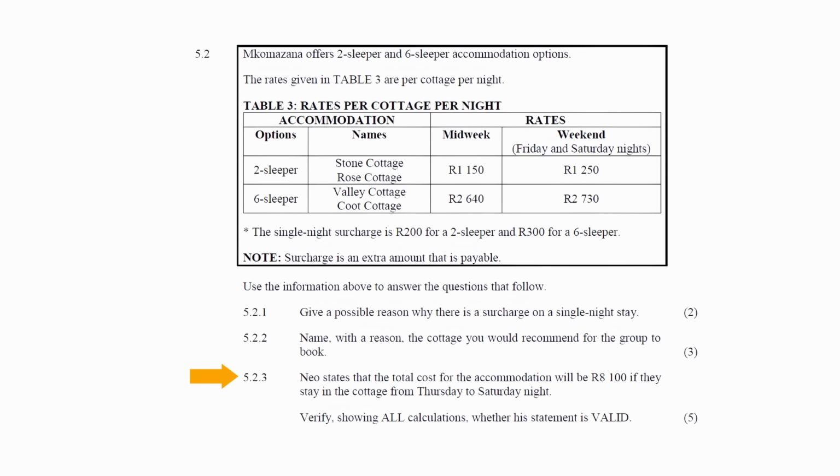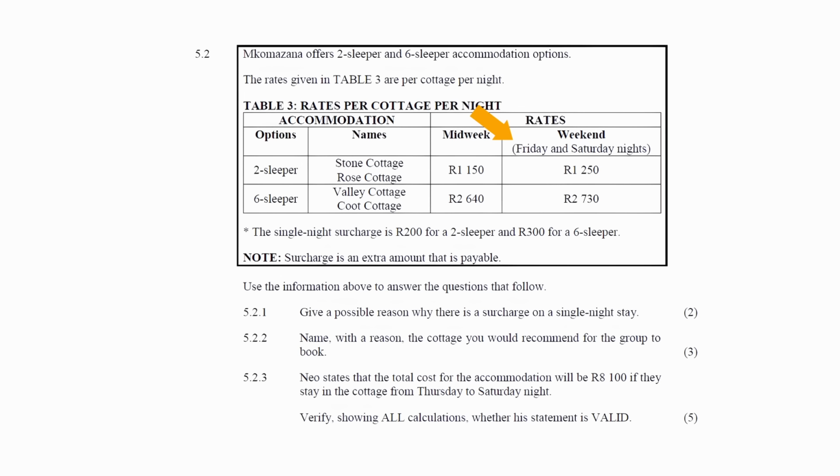In question 5.2.3, Neo stated that the total cost for the accommodation will be 8,100 Rand if they stay in the cottage from Thursday to Saturday night. You have to verify showing all calculations whether his statement is correct. Since we established that the group will be taking a 6-sleeper cottage, the cost for Thursday night will be 2,640 Rand because Thursday is one of the days that is classified as a midweek day.